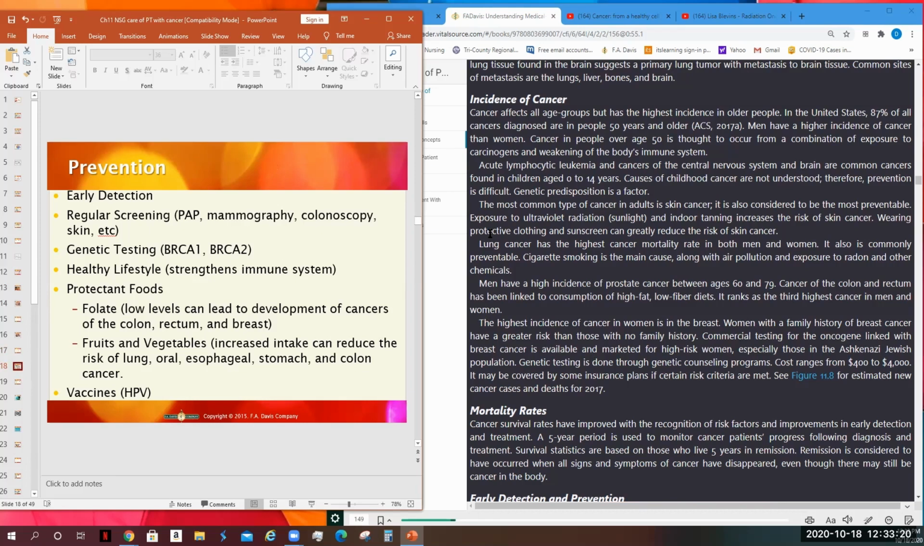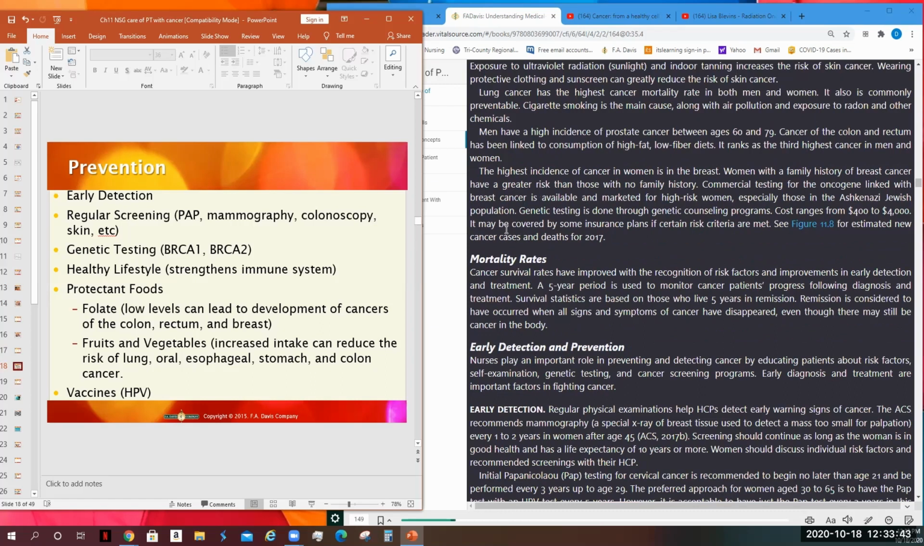Lung cancer has the highest cancer mortality rate in both men and women. It is also commonly preventable. Cigarette smoking is the main cause, along with air pollution and exposure to radon and other chemicals. Men have a high incidence of prostate cancer between the ages 60 and 79. Cancer of the colon and rectum has been linked to consumption of high-fat, low-fiber diets. It ranks the third highest cancer in men and women.